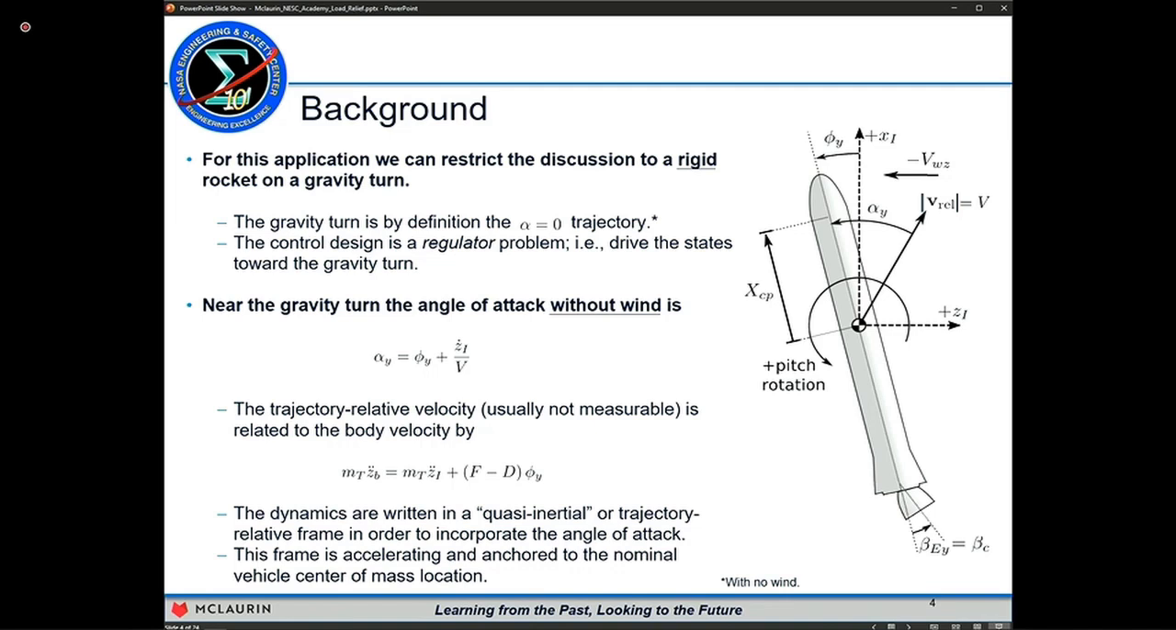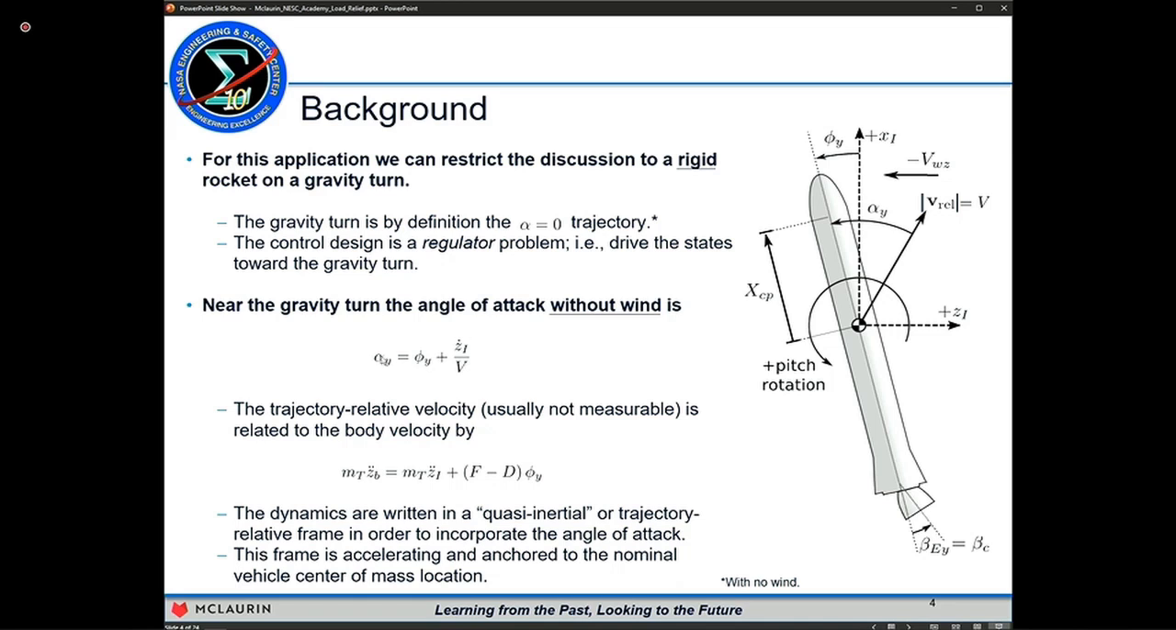We can define the angle of attack in a linear sense as a combination of the error, in this case phi y, which is the error with respect to the commanded gravity turn trajectory, plus the lateral velocity divided by V, and V is forward velocity. That's just a small angle approximation for arctan, which gives the alpha component due to wind. So that second term there in alpha y is the translation component. There's no wind defined here. So there's an angle component and a translation velocity component.